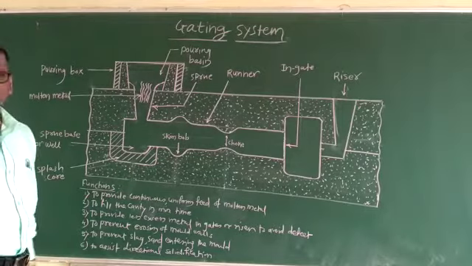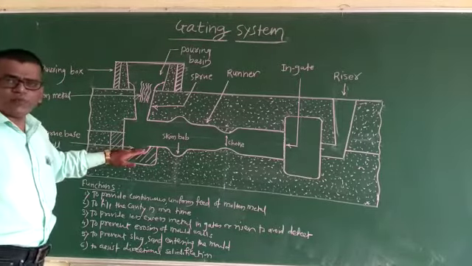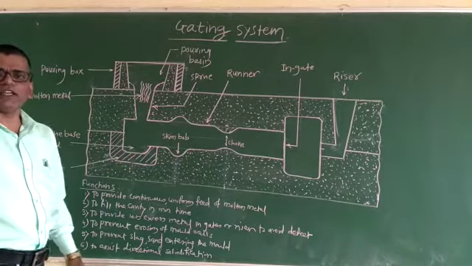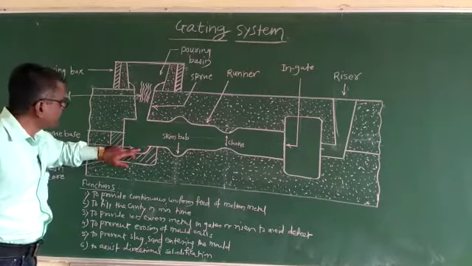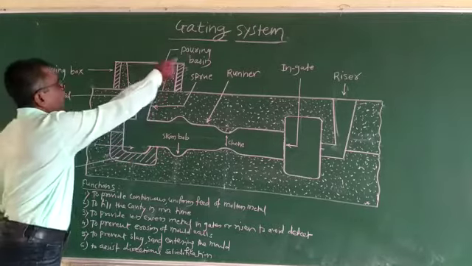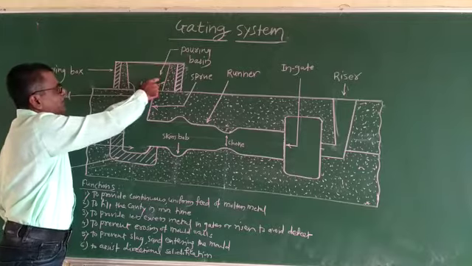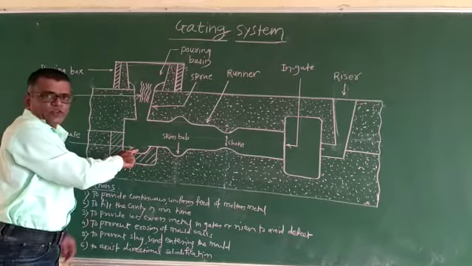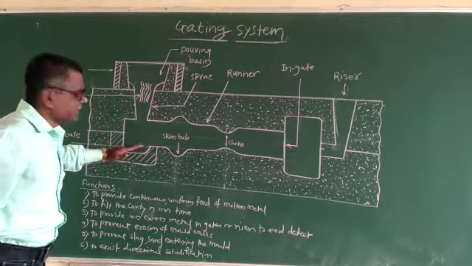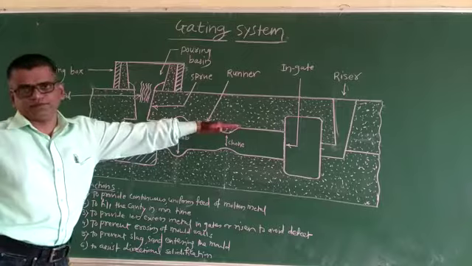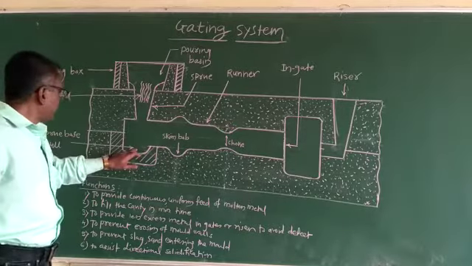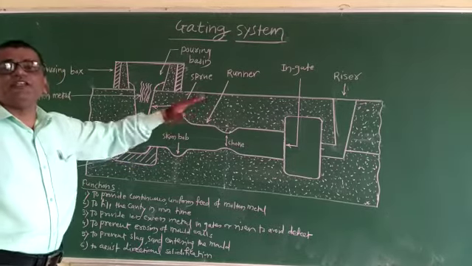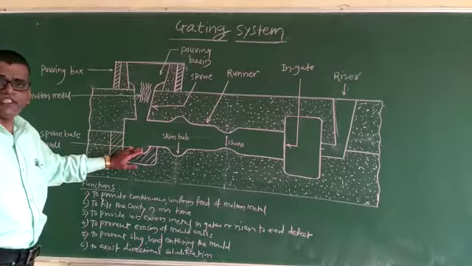Then the sprue base. It is an enlargement that is made in a runner to prevent erosion of the runner. When you pour the molten metal through the pouring basin, it will come down through the sprue, and then it will flow in a runner. Due to this enlargement made in the runner, the flow in the runner will be uniform.